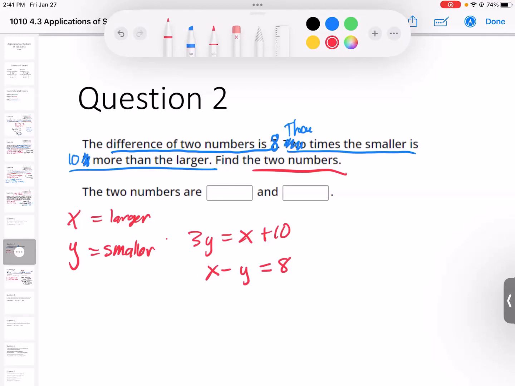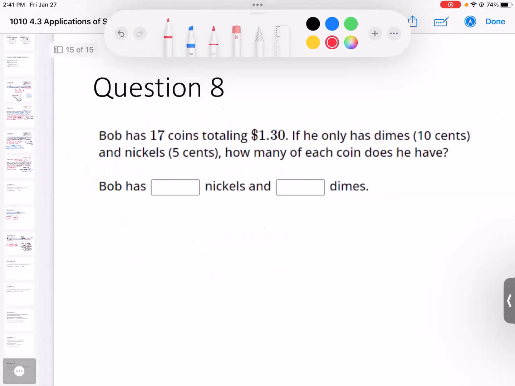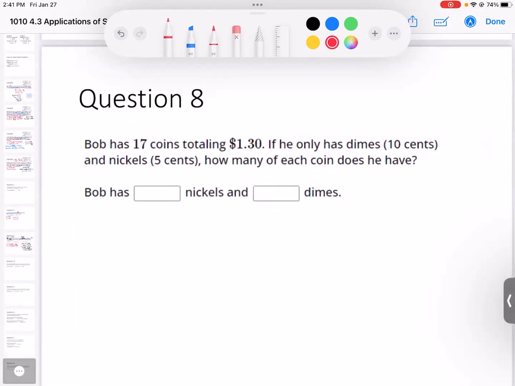Yeah, which number is it? On question 8? Yeah? Okay. All right, so what are your numbers on this one?